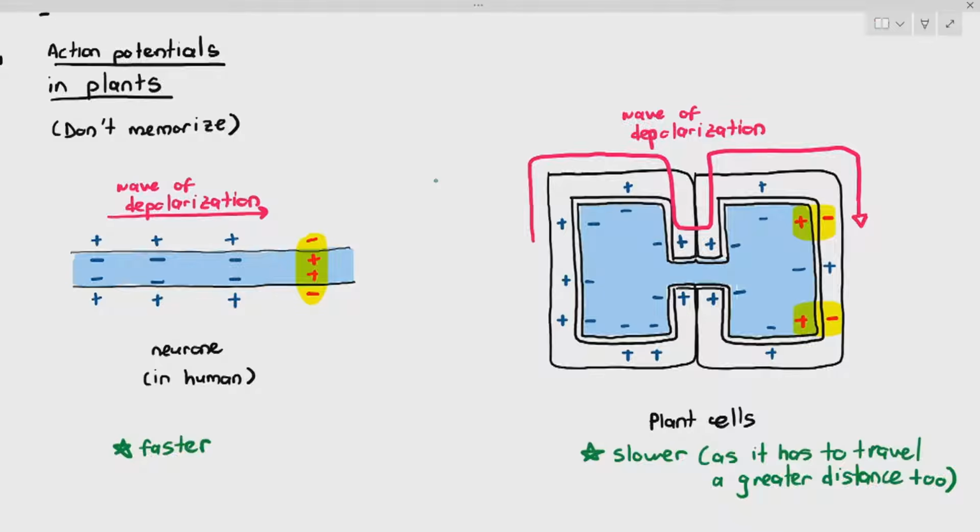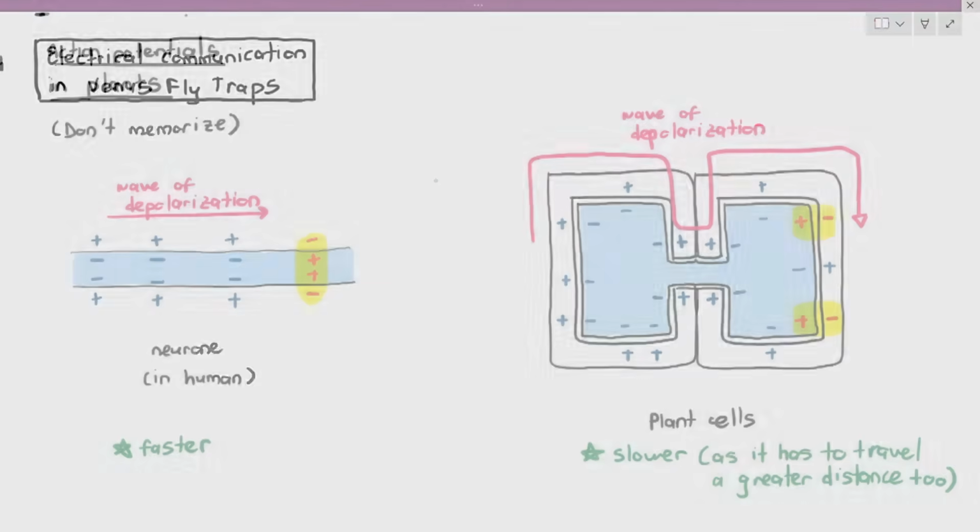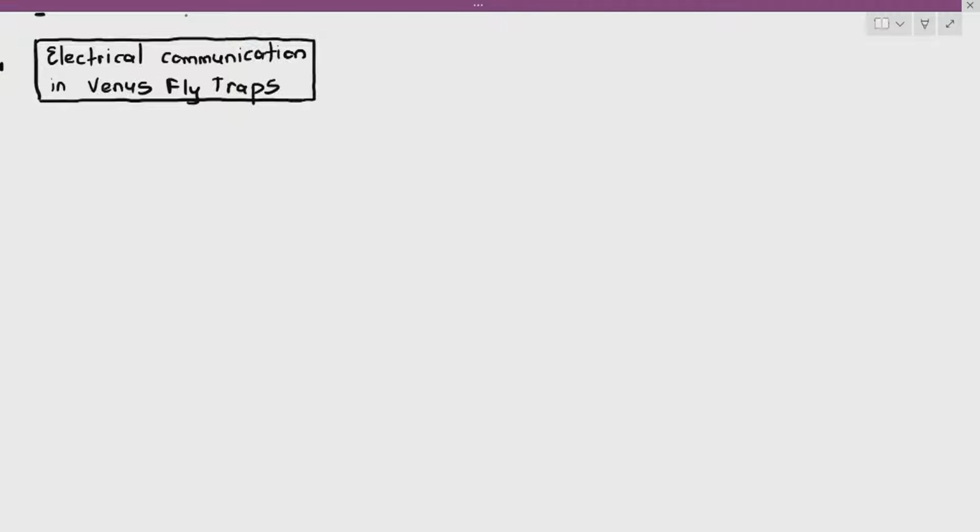And you don't have to memorize the values during depolarization and repolarization for plant cells because they can differ depending on the species of the plant. So don't worry about that. For this video, what we are going to be looking at is the electrical communication in plants, and more particularly, we are going to be talking about the Venus flytrap. Now, if you don't know what the Venus flytrap is, please just do a quick Google search on how the plant looks.